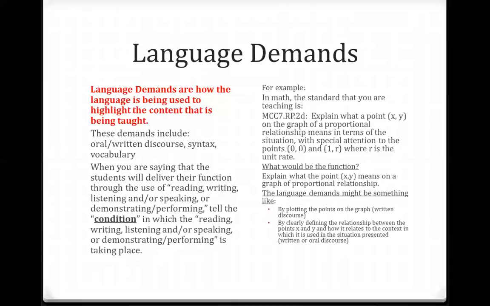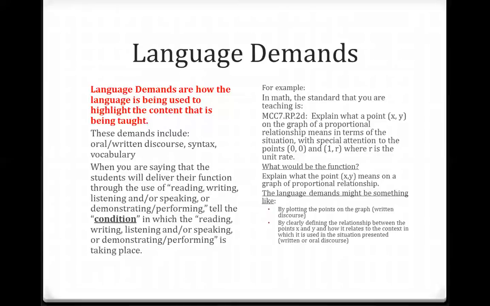By plotting the points on the graph. The word plotting is another word to represent how the students are writing down how they will actually explain the points on the graph. Another demand or discourse, if you will, is by clearly defining the relationship between the points x and y and how it relates to the context in which it is used in the situation presented.